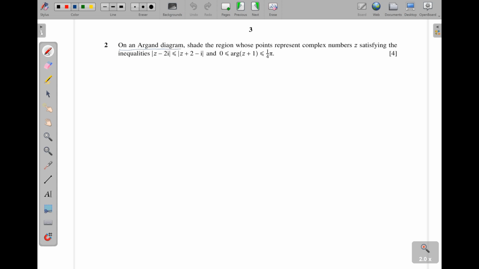Question 2. On an Argand diagram, shade the region whose points represent complex numbers z satisfying these inequalities. If you have been following me, I've always said that if you have the modulus signs on both sides of the equation, that one represents the perpendicular bisector of the line joining the centers. So what are the centers?